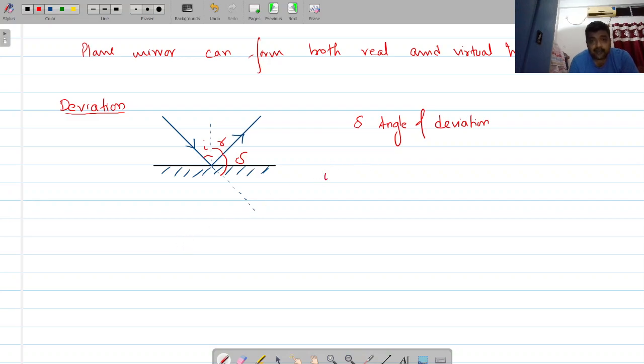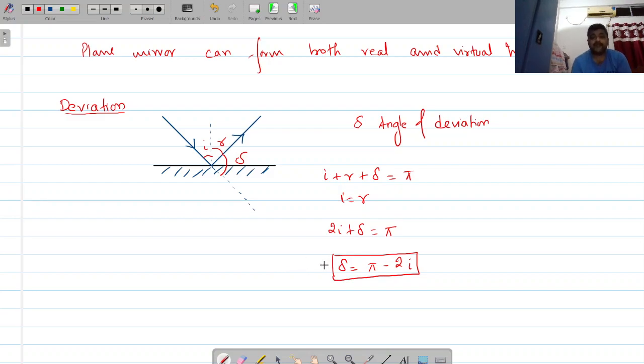So obviously, as you can see, I plus R plus delta is equal to pi. But I and R are equal: angle of incidence equals angle of reflection. So I can write twice I plus delta is equal to pi, or delta is equal to pi minus twice I. So this is the deviation on one reflection. Reflection is taking place once. Deviation with one reflection.